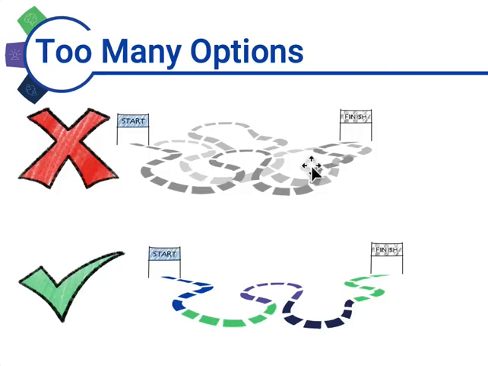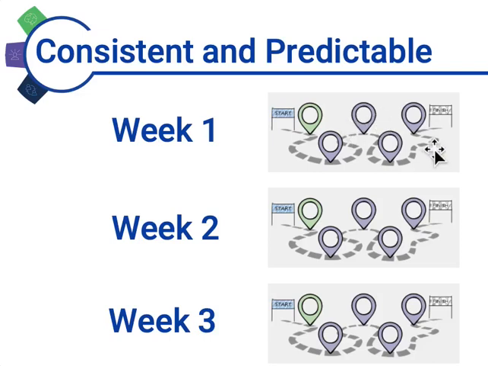Don't give learners too many options in an online learning experience. They'll need to come in and out of that experience on a regular basis. And so because of that, they'll need a consistent path if they're going to be able to organize their learning and maintain their focus and their direction, and so that they know what's expected. Make that learning path consistent and predictable.